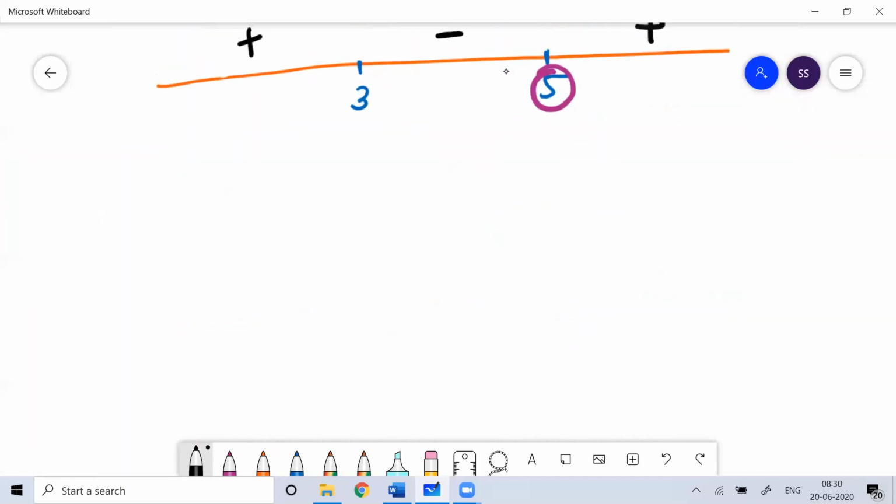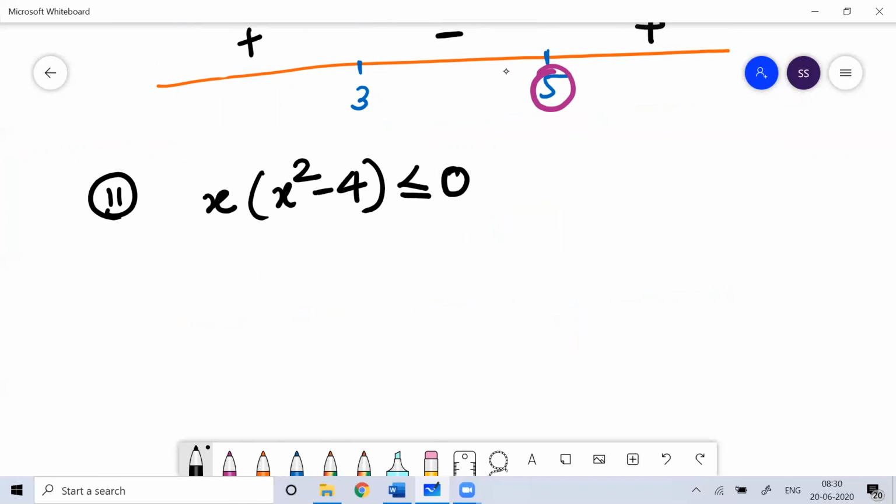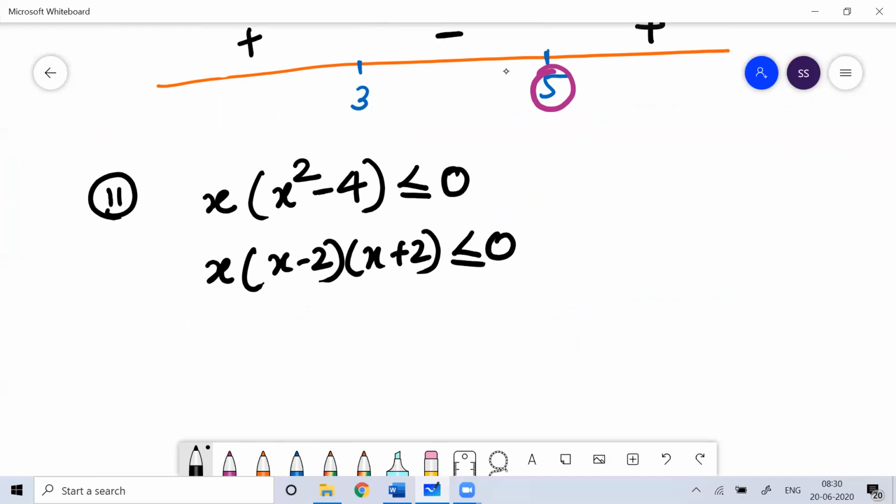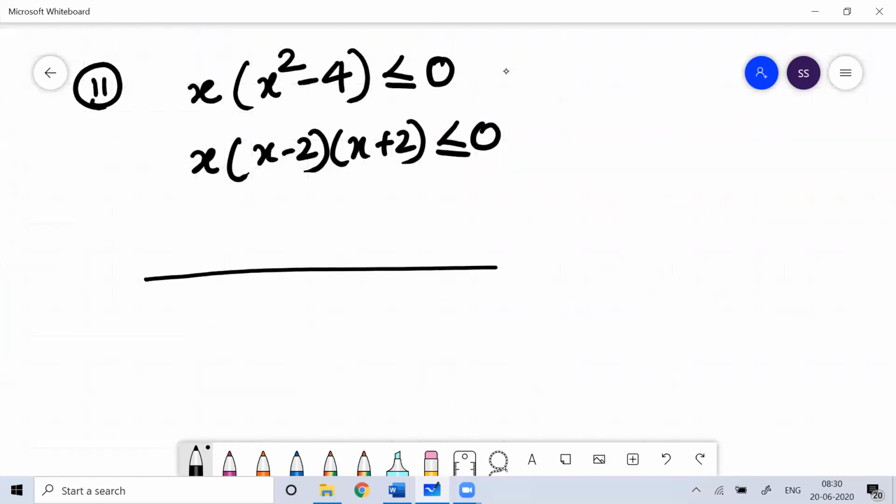Okay. Now the next thing you can do is, suppose you want to solve x into x square minus 4 is less than or equal to 0. This x square minus 4, you can write as x minus 2 into x plus 2. So this is less than or equal to 0. So I can plot a number line and identify your critical points. Your critical points would be -2, it can be 0, and it would be +2. Very simple, right?